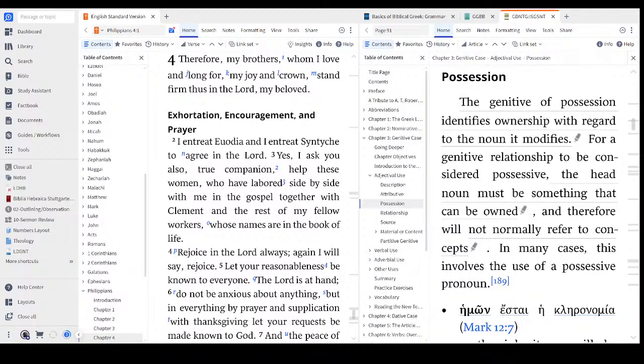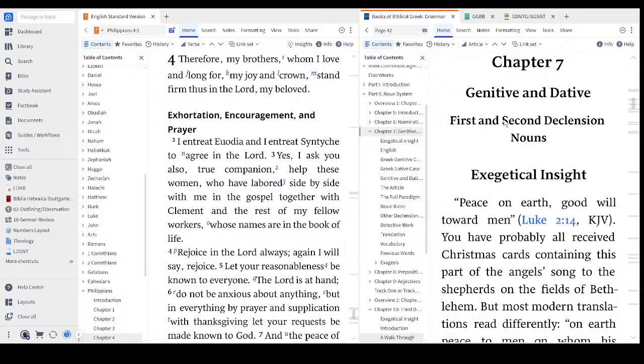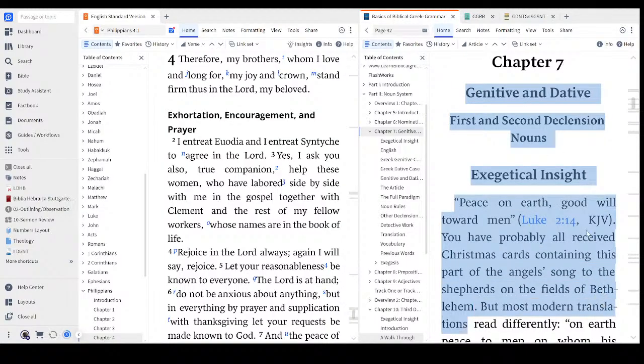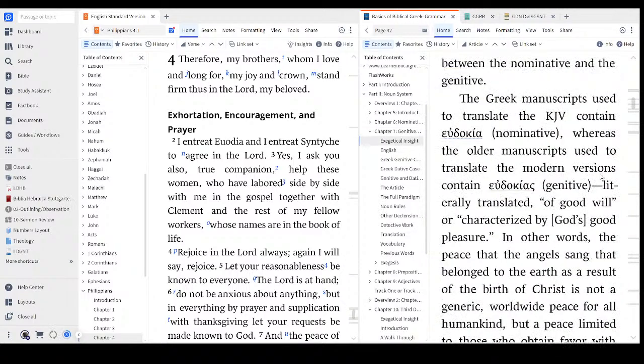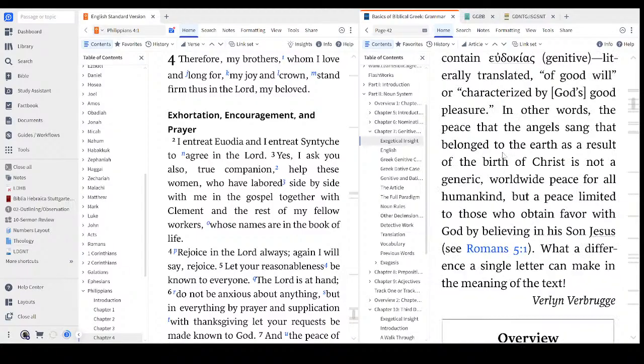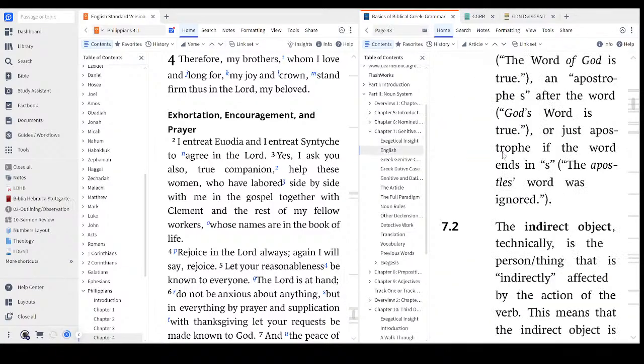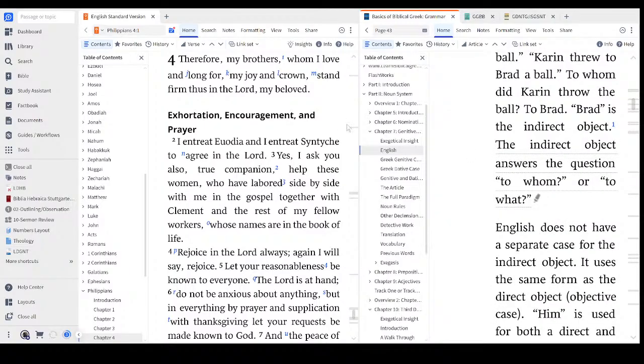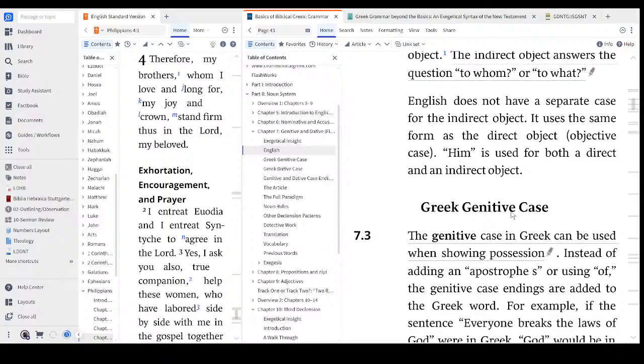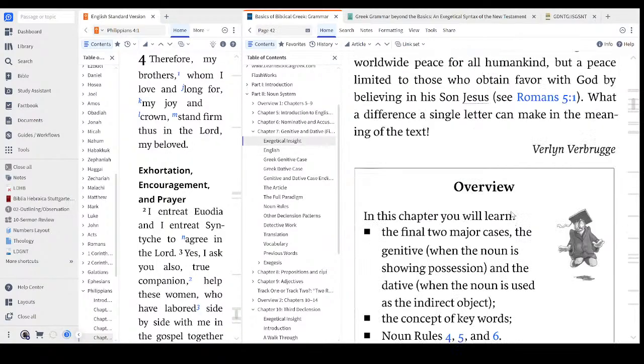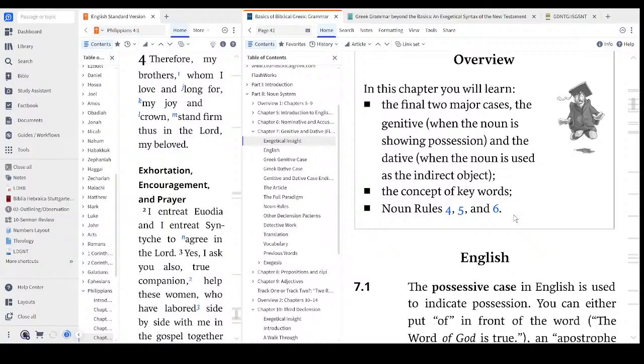So, let me give you a basic definition of the genitive. And Mounts here, he's got these great exegetical points. Read them through. Yeah, they're great. But I want to get us down to a very basic definition of what is going on. And when I mean basic, I mean just what that word means. It is a basic definition.